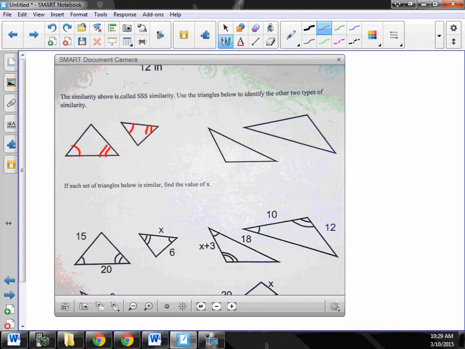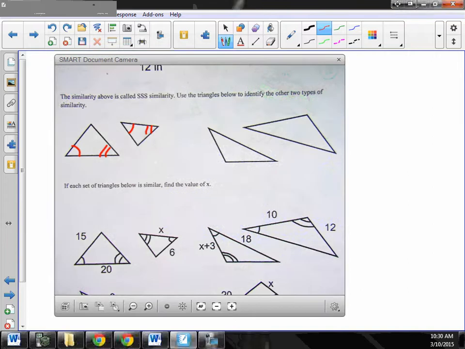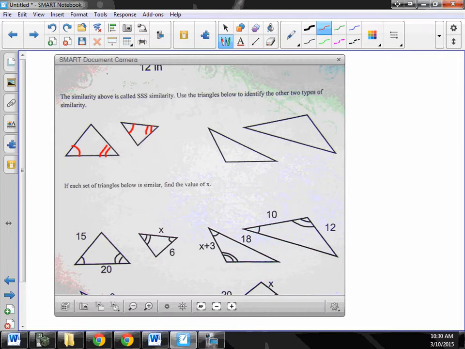Well, if I know two angles in a triangle, do I automatically know the third? Why? They all add to 180. So let's say this was 40, and then this one was 60. 40 and 60 is 100. How big is the third one? 80. So if two angles match, does that guarantee that the third angle matches?